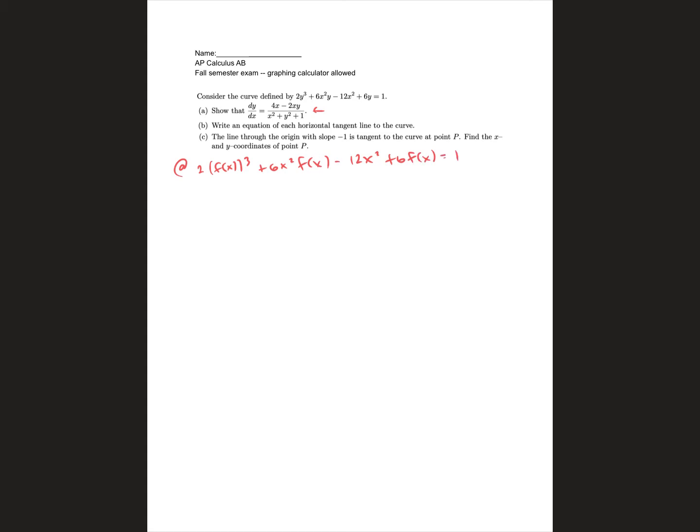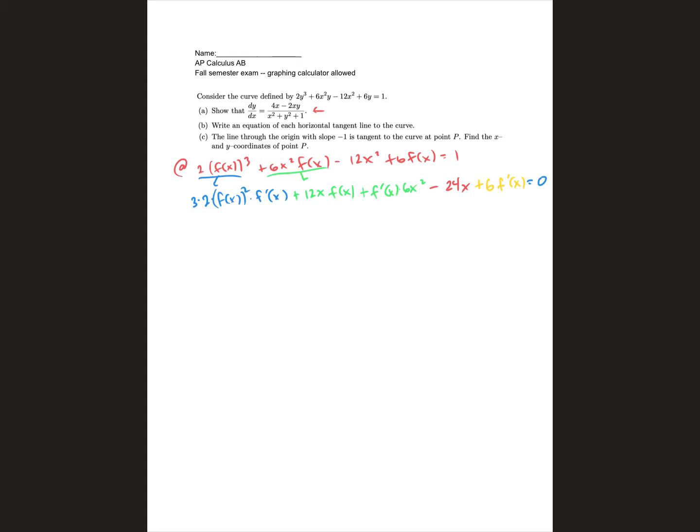And then I'm going to take the derivative. So this first thing involves the chain rule. And then the second one involves the product rule. And then just like the normal power rule. And then the constant multiple rule. And then the derivative of a constant is 0.